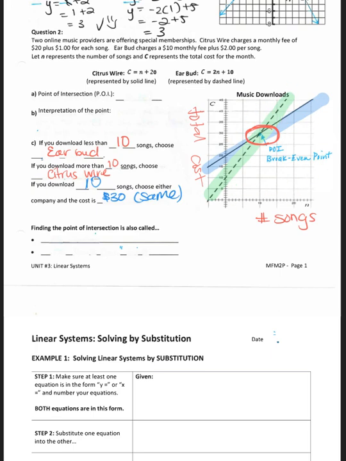The point of intersection for this graph, I just realized I forgot to answer it up here, is (10, 30). And what that point means is that when you buy 10 songs, the cost is exactly the same between both companies.